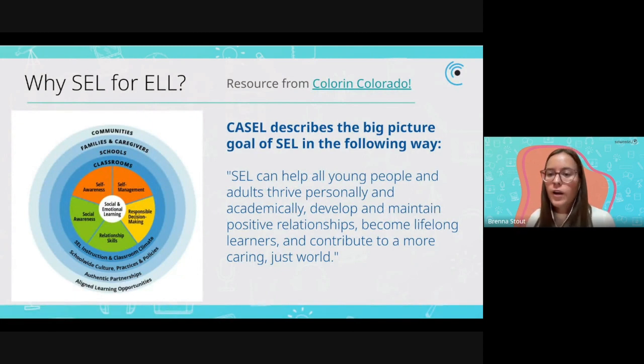So why are we here? Why are we talking about SEL for English language learners? From our resources, from Colorín Colorado, we have found this goal as our big picture. SEL can help young people and adults thrive personally and academically, develop and maintain positive relationships, become lifelong learners, and contribute to a caring, just world.